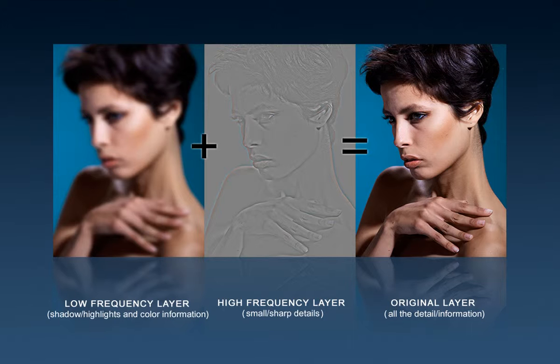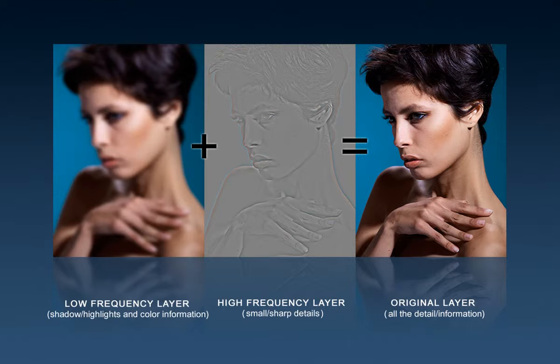While the high frequency layer contains some small amount of color, but mostly it contains small sharp details. And by that I mean it contains stray hairs, for instance, or skin pores and things like that. And like I already mentioned, if we combine the low frequency layer and the high frequency layer, we get our original layer or original image, which contains all the information. And the same thing goes the other way around.